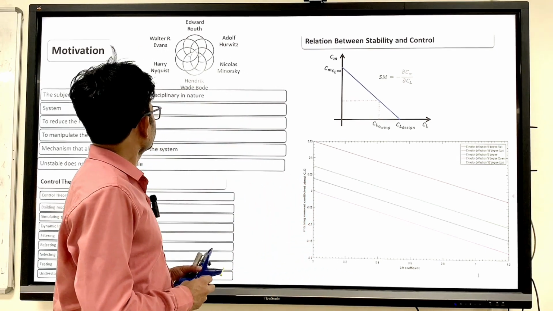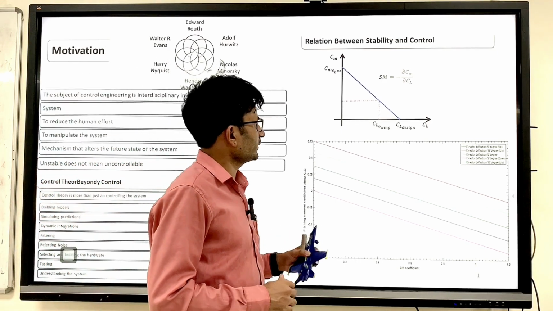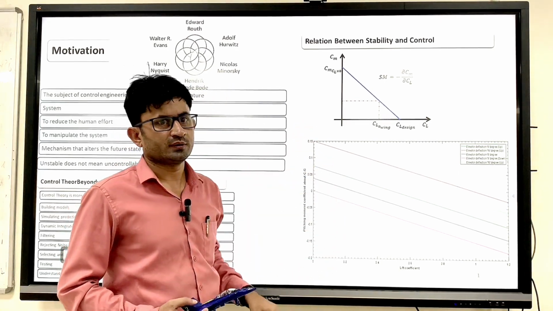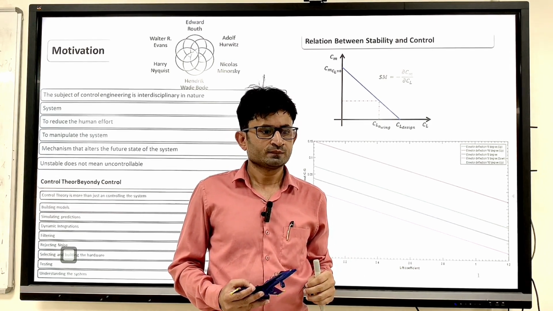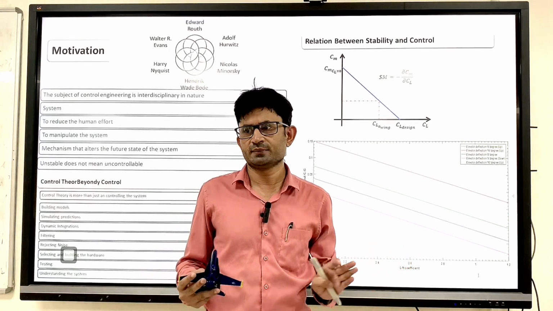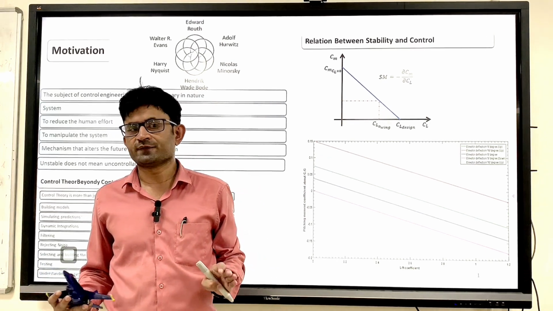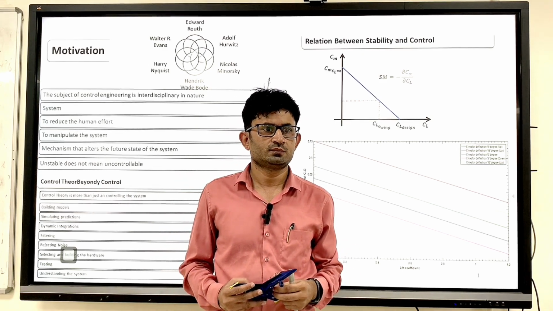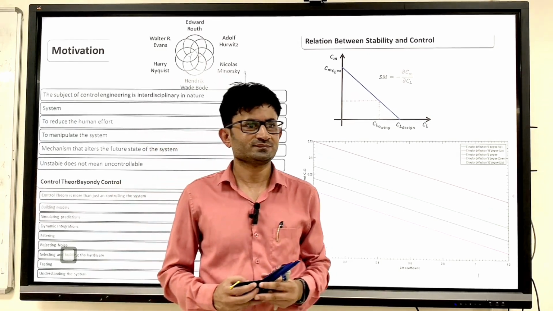So before going to the actual history, you can establish some relation between stability and control, and from this you will get more motivated. For example, from common sense, without using any mathematics, if the system is more stable, will it be difficult to control or easy to control?